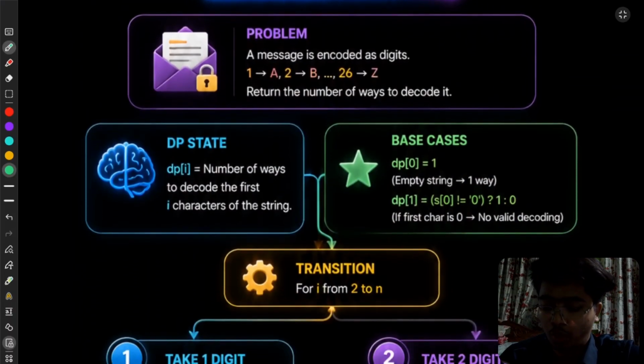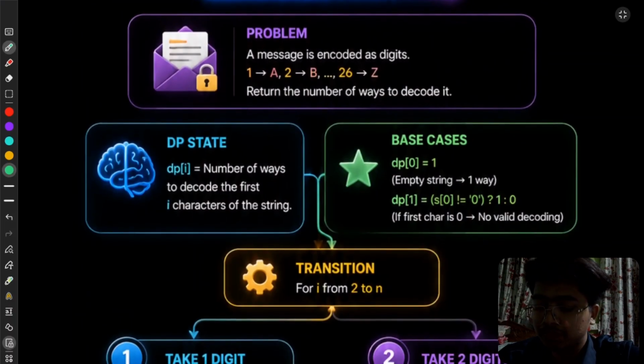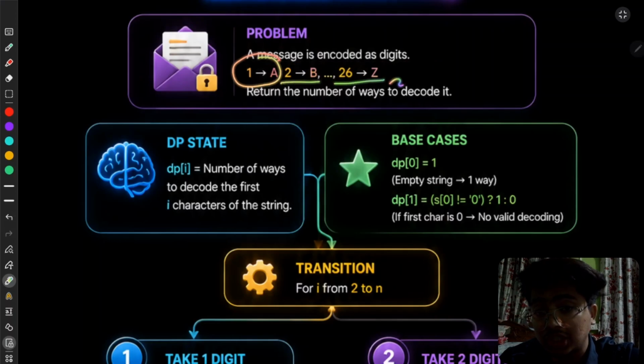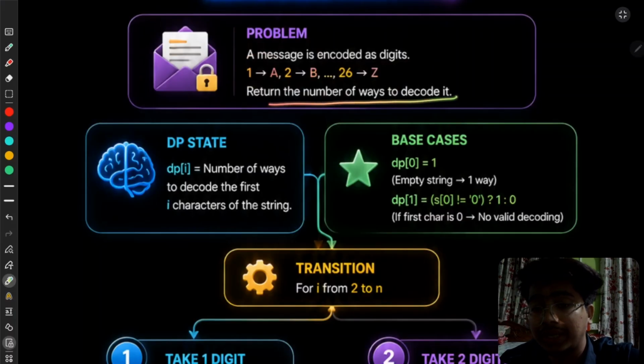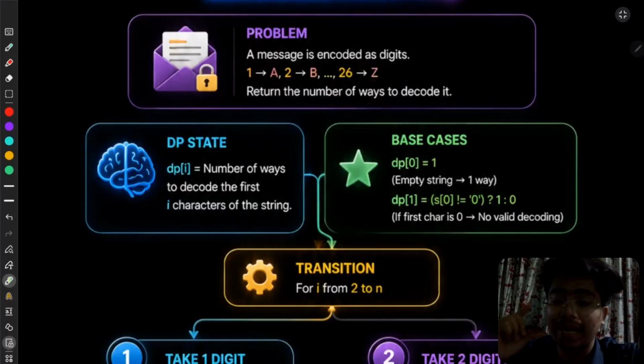So first of all, the problem. This is the problem. What our problem is telling is that we have to decode a message that is encoded as digits. We can map 1 to A, 2 to B, 3 to C, up to 26 to Z, and the objective is to return the number of ways to decode it.